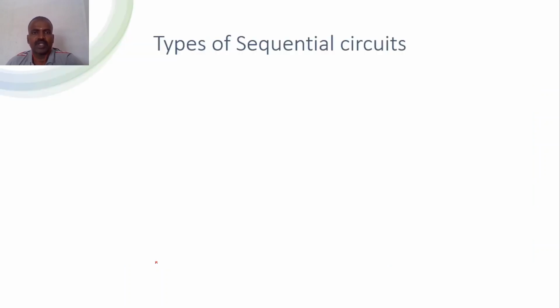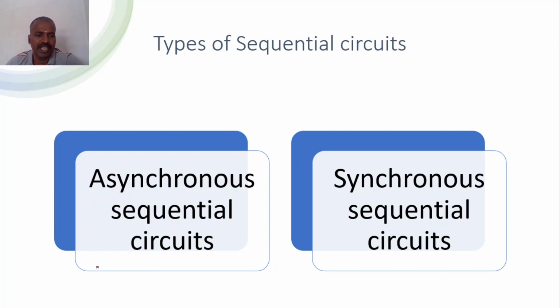The next thing is the types of sequential circuits. Sequential circuits are classified into two types: one is the asynchronous sequential circuit, another is the synchronous sequential circuit. What is the difference between asynchronous and synchronous? In both, we use multiple memory devices. As we know, memory devices work with a clock signal, so I am going to explain the difference between these two with the help of the clock signal.